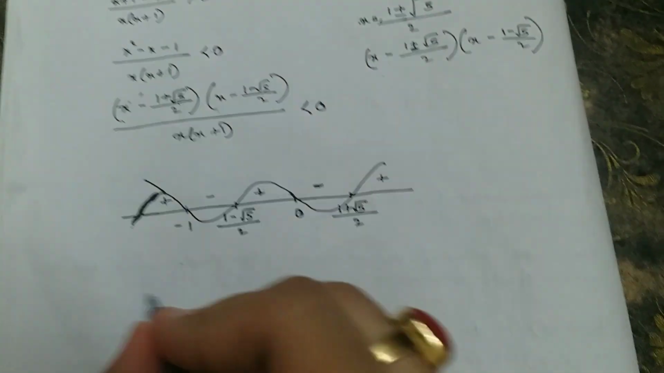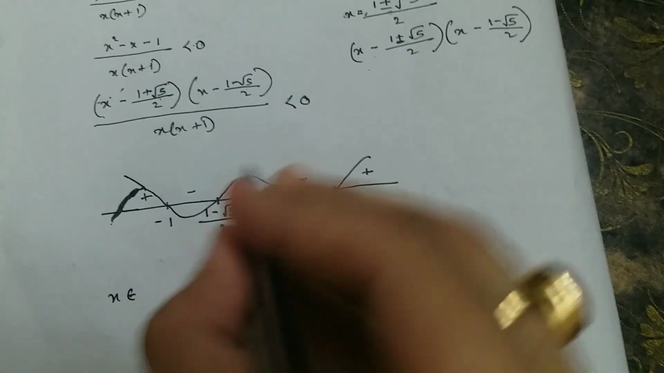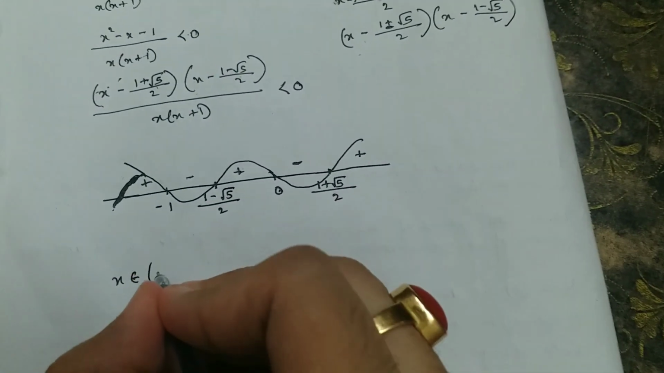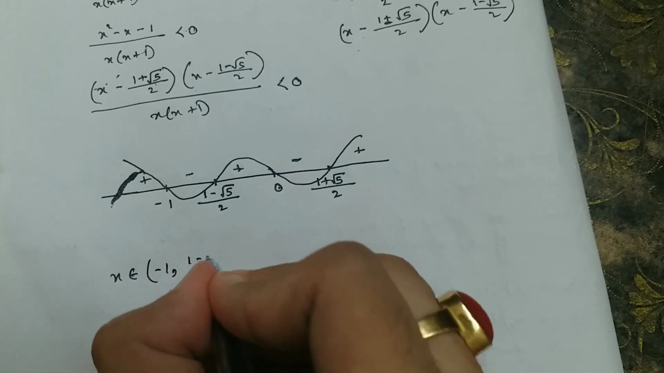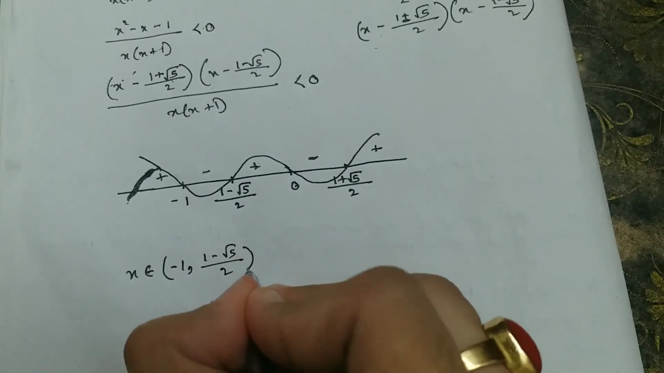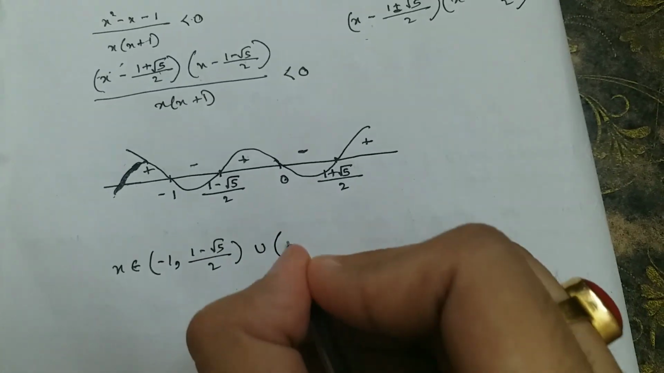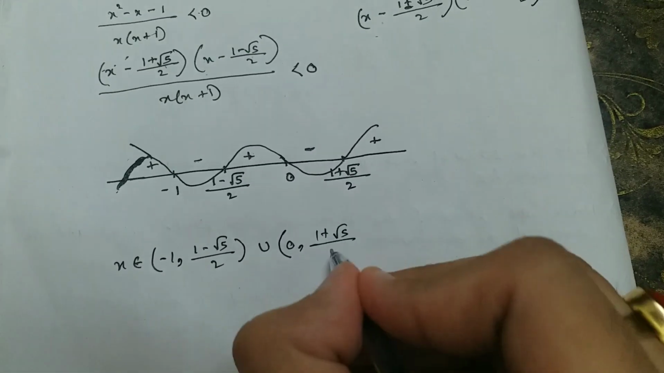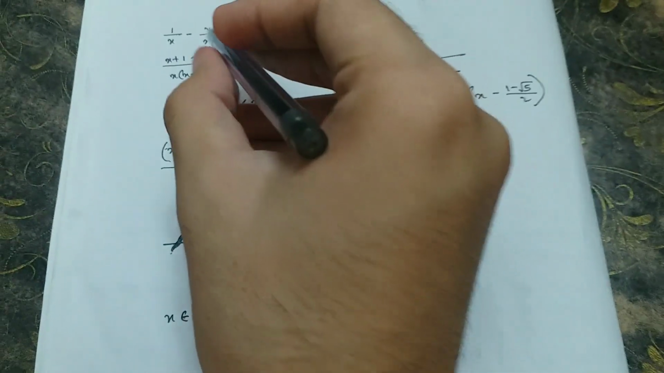So now let's find the intervals. x belongs to, we have to find the minus intervals. Minus 1 to 1 minus root 5 by 2, union 0 to 1 plus root 5 by 2. And this is the answer of the problem.